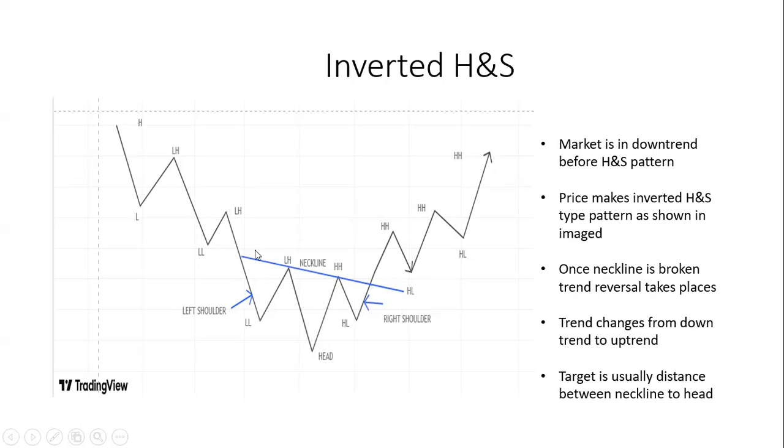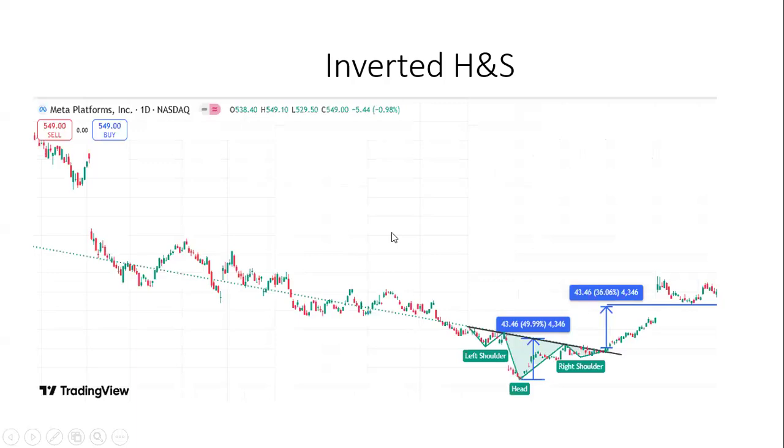When this resistance line, which is also called the neckline, breaks, it confirms that the stock has reversed from a bearish trend to a bullish trend. Now it will follow a bullish trend after this breakout of the resistance line, the neckline. Targets in this case are generally the difference between this lower high and the head. So this complete distance is generally the target.